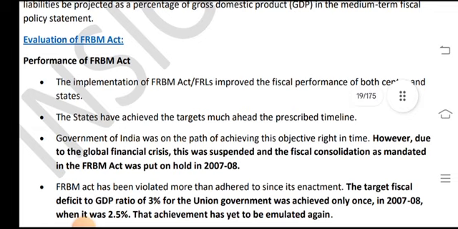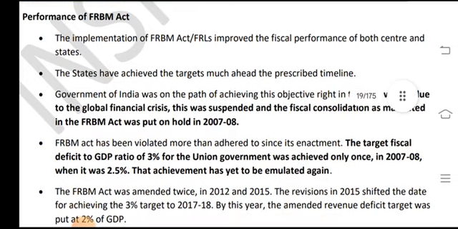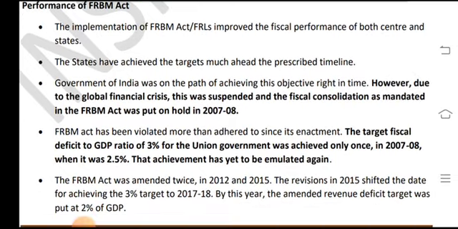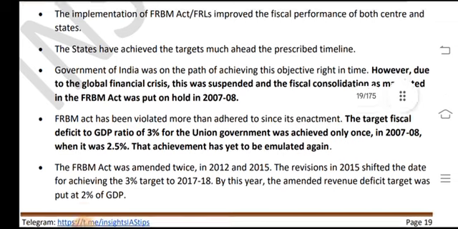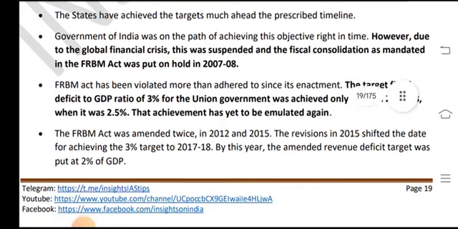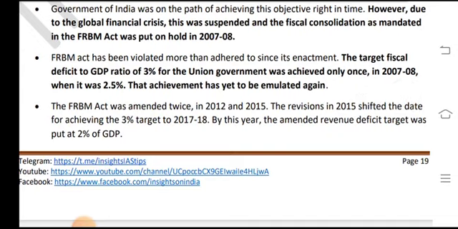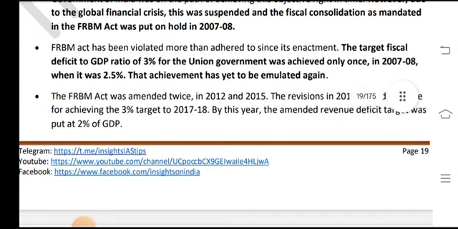Evaluation of the FRBM Act: performance of the FRBM Act. With the implementation of the FRBM Act, fiscal performance of both the Centre and the states has improved, and they achieved the targets much ahead of the prescribed timelines. The Government of India was on the path of achieving the objectives right on time. However, due to the global financial crisis this was suspended, and the fiscal consolidation mandated in the FRBM Act was put on hold in 2007-8.